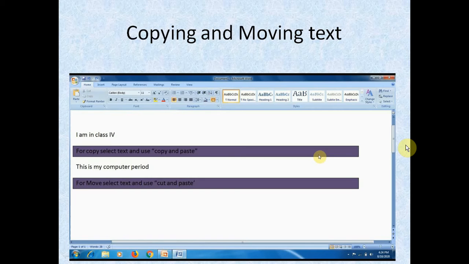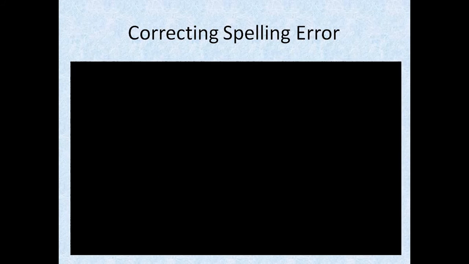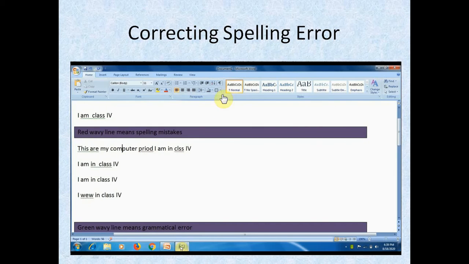Now let's go to the next one, correcting spelling and grammar errors. Okay, now you may see here there are a green line and a red line. Okay, this red line is showing the grammatical mistake and the green line shows the spelling mistake.